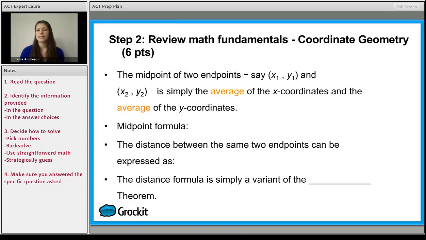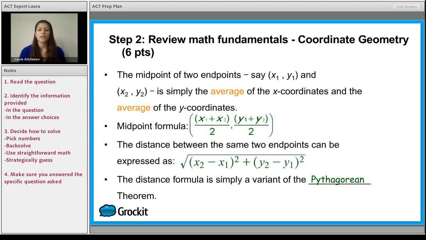For the distance formula, it's actually a variant of the Pythagorean theorem, but no matter how you think about it, you do need to memorize it. So you could actually draw it out if you wanted to and then make a triangle, but that seems like a lot of extra work. And again, you want to rack up as much time as possible to spend on the harder questions. So memorizing the midpoint formula and distance formula, if you haven't done so already, is on your list of things to do.